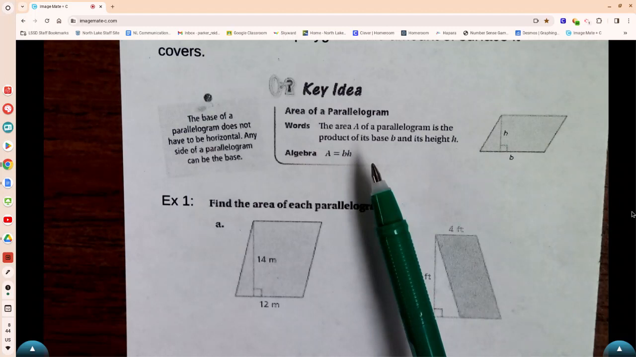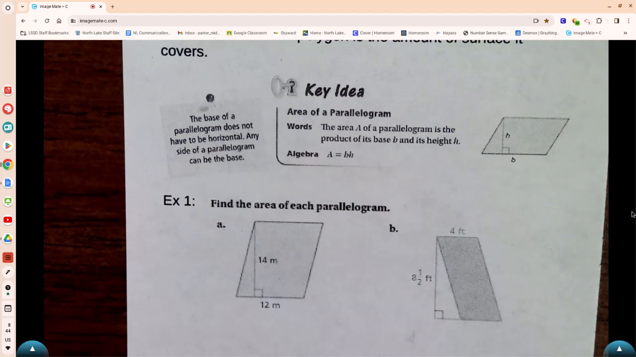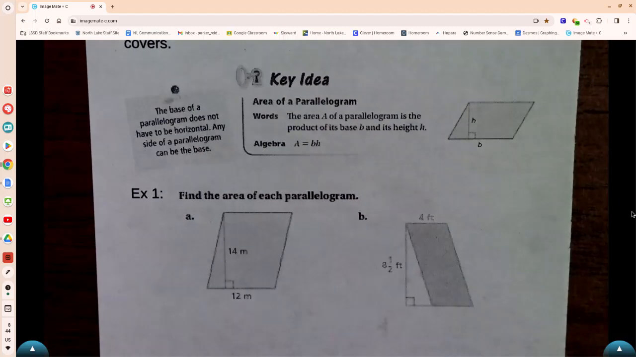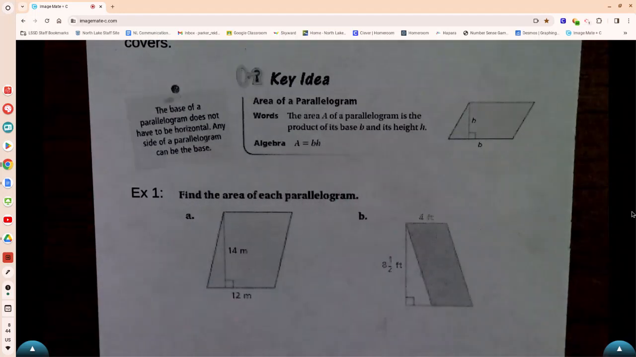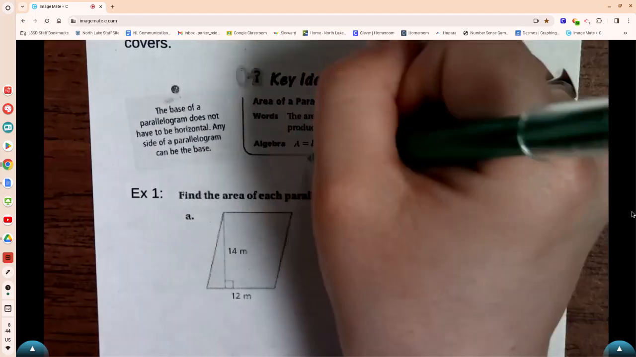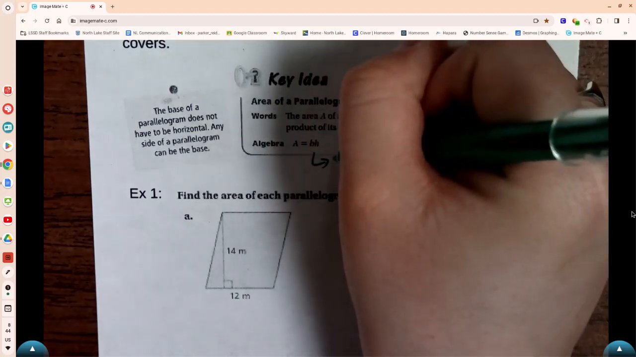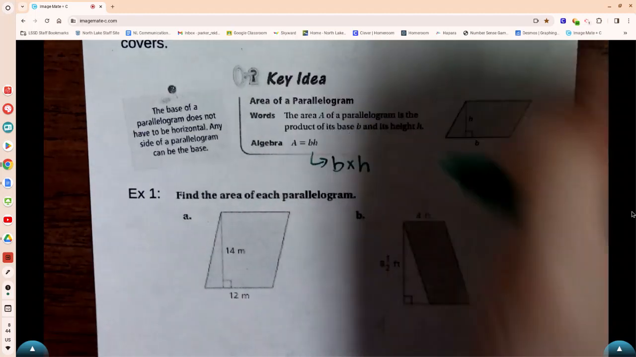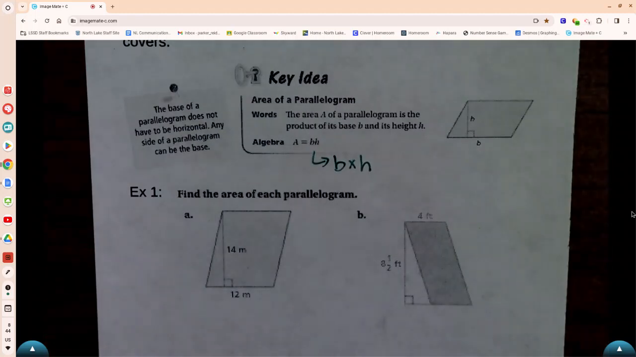And today we're going to talk about how to find the area of a parallelogram. We have another formula. So just like how the area of a rectangle is length times width, we have a formula or a rule to find the area of a parallelogram, and that is base times height. So capital A for area equals BH, base times height. Remember, I'm going to write base B times H like that, just in case you're like, wait, what does it mean when the B and the H are touching? It means they're multiplied.